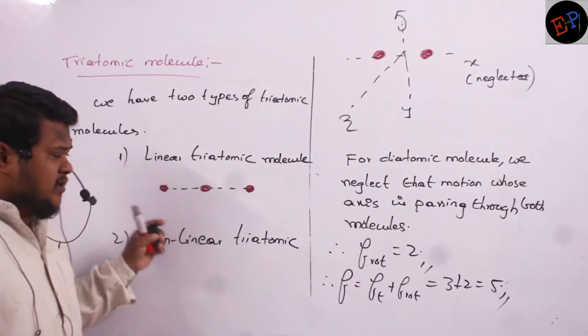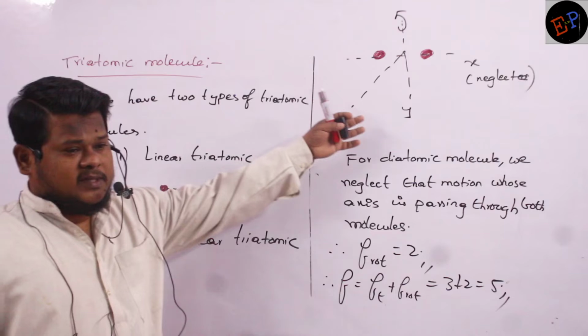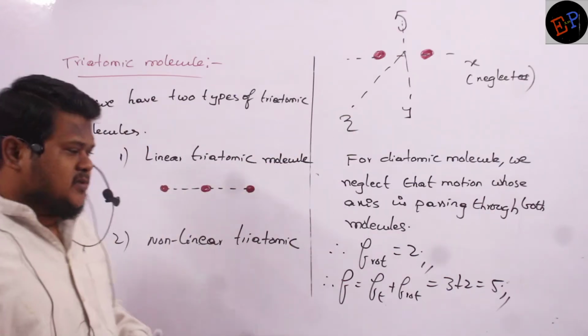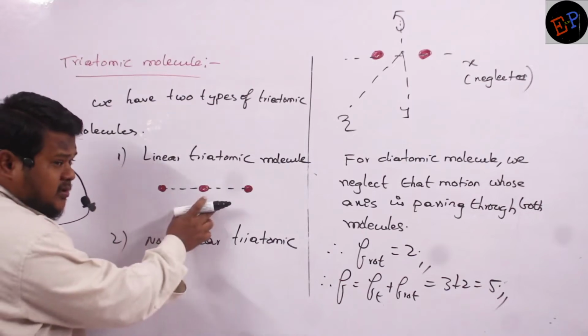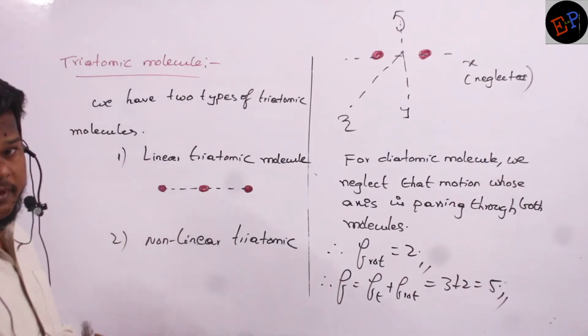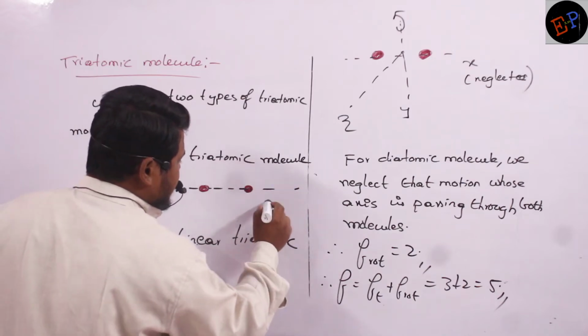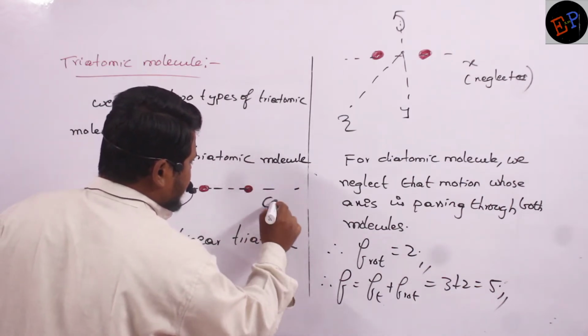Why? 3 translational degrees of freedom. They can move along the x-axis, along the y-axis, and along the z-axis. But they will have only 2 degrees of rotational freedom. And if the axis is passing like this, then this moment of inertia can be neglected, no?